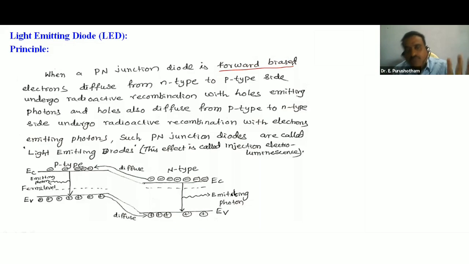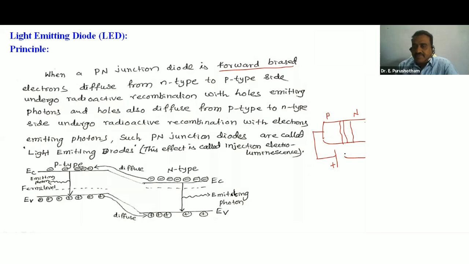What is forward bias? Anyone? Yesterday I discussed this forward bias. This is the depletion layer. This is the p-type semiconductor. This is the n-type semiconductor. If the p-type semiconductor is connected to the positive terminal of the battery and the n-type semiconductor is connected to the negative terminal of the battery, then the PN junction diode is in forward biased.